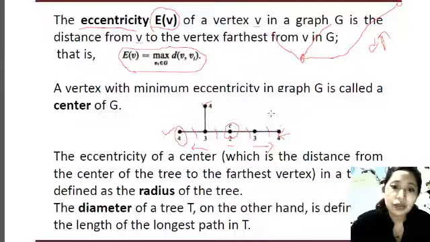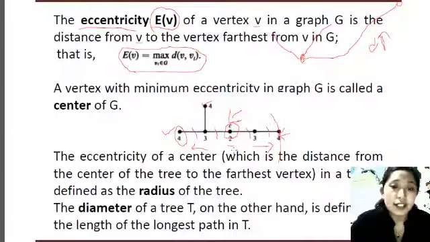So what you need to do is, for each vertex, calculate the distance with all other vertices, and the highest distance value is the eccentricity of that vertex. Calculate the eccentricity of all the vertices and find the vertex with minimum eccentricity. In this case, it is vertex C, which has the minimum eccentricity, 2. This vertex will be called the center of this graph.